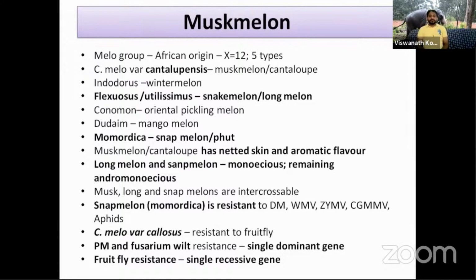Snap melon is resistant to downy mildew, watermelon mosaic virus, zucchini yellow mosaic virus, cucumber green mottle mosaic virus, and aphids. Variety callosus is resistant to fruit fly. Fruit fly is an important insect pest of these melons. Powdery mildew and fusarium wilt resistance is governed by a single dominant gene, and fruit fly resistance by a single recessive gene.